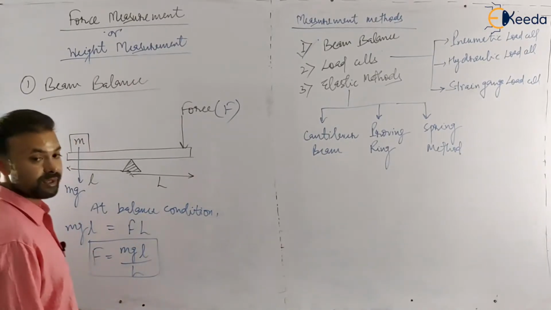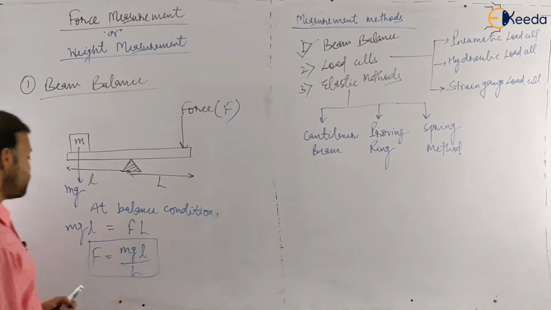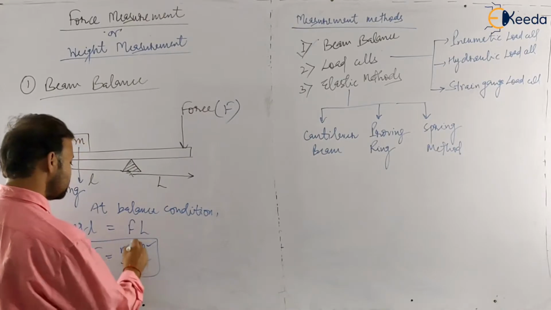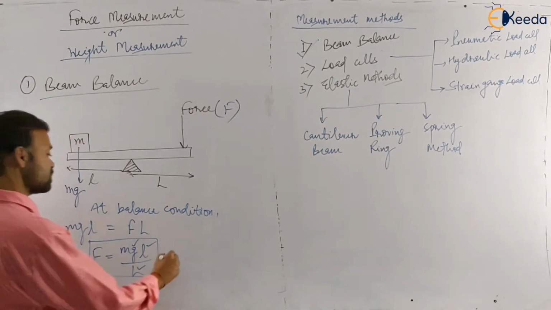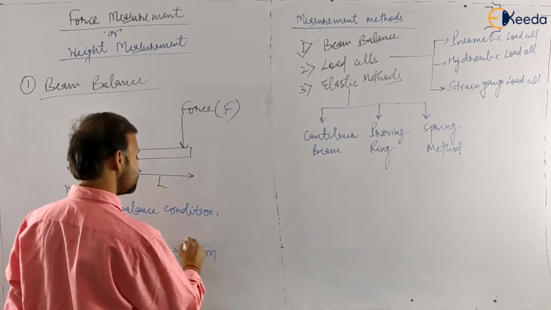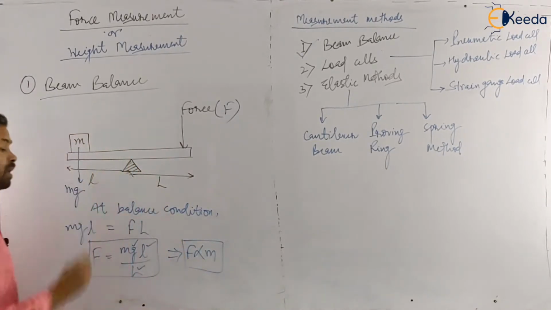From here we can see that capital L is constant, g is constant. So force will be directly proportional to the mass put on this side. Right? So I think the point is clear.